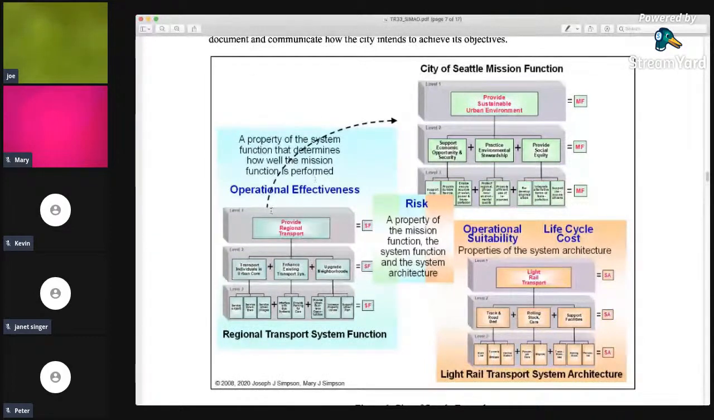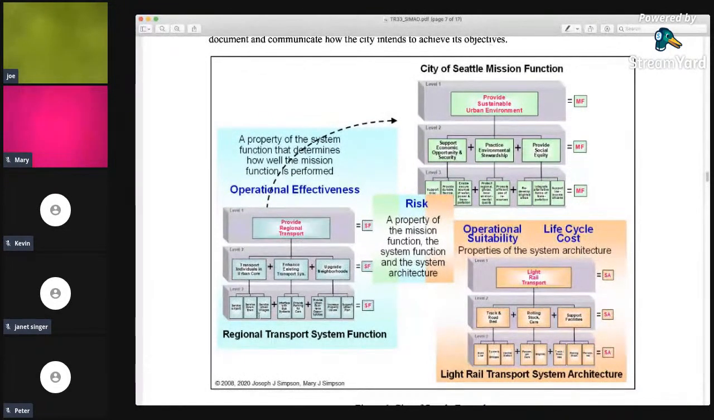So then if that is their mission function, how are they organized and what type of operational effectiveness do they have? For this particular part, we just picked the provide regional transport. So there's the light rail, and there's the tunnel, and there are a number of other things that were going on. So here we didn't look at an architecture for the total system mission function for the City of Seattle.